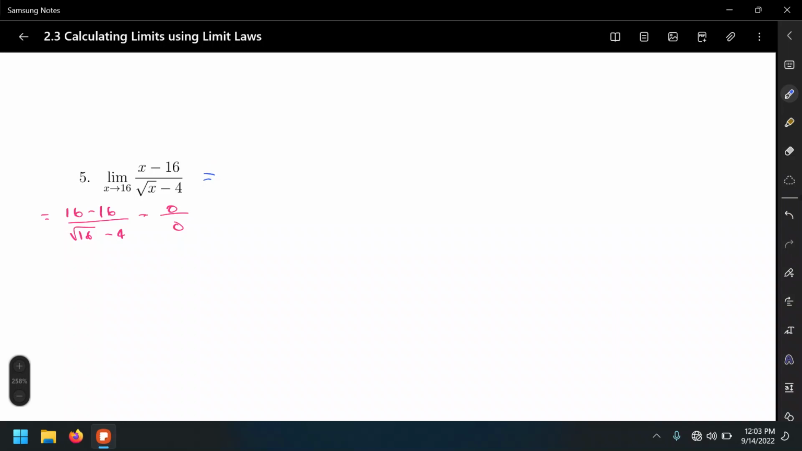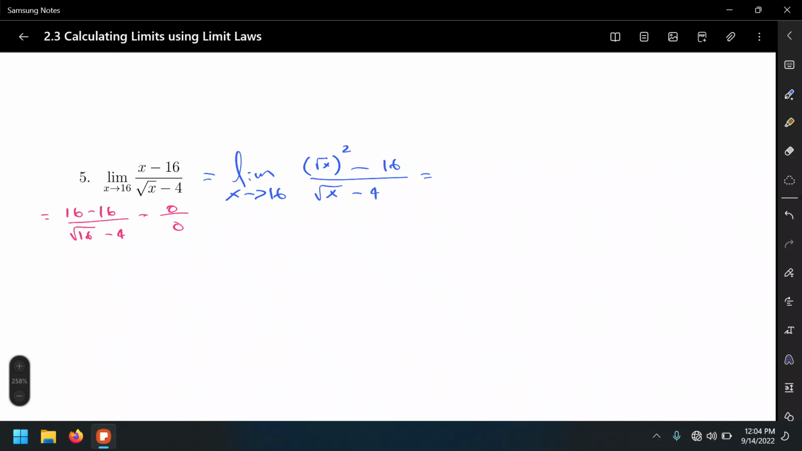But wait a minute, how can we factor the numerator? Because we don't have any common factors between x and negative 16. And we're going to factor out the difference of squares that we have in the numerator. But wait a minute, that doesn't look like a difference of squares either. The number 16 is a perfect square, but x is not a perfect square. But with the following trick, we're going to make it look like a difference of perfect squares. Do we all agree that x can be rewritten as the square root of x quantity squared? Yes, minus 16 over square root of x minus 4.